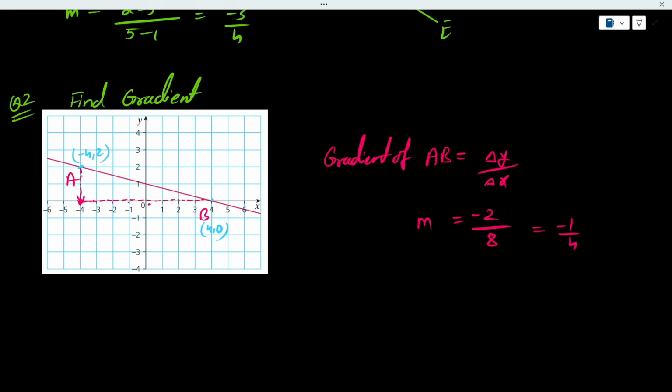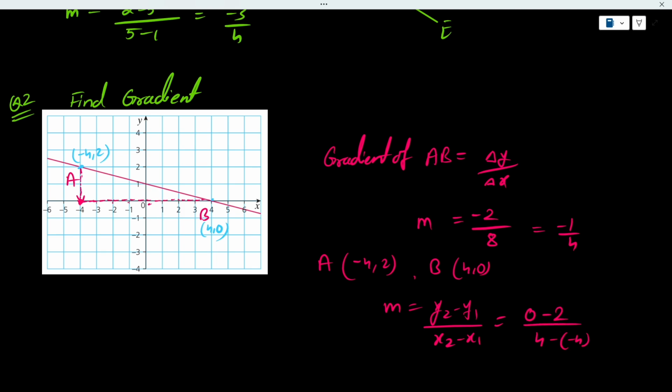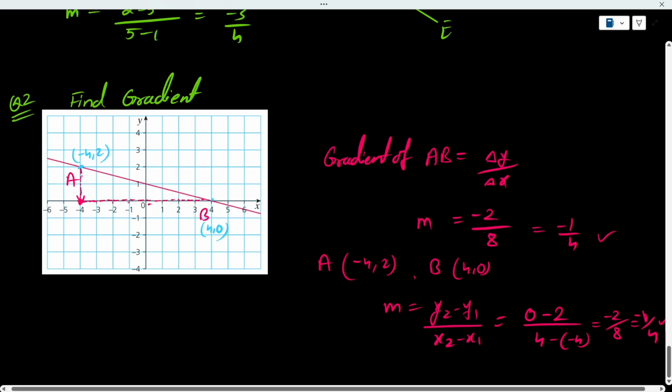Now if I take the coordinates, A is (-4, 2) and the coordinates of point B are (4, 0). Let us take the formula (y2 minus y1) by (x2 minus x1). So taking y2 as 0, it is 0 minus 2 by 4 minus negative 4, that is minus 2 by 8, and you are getting minus 1 by 4. In both cases, you can see that the gradient is negative 1 by 4.